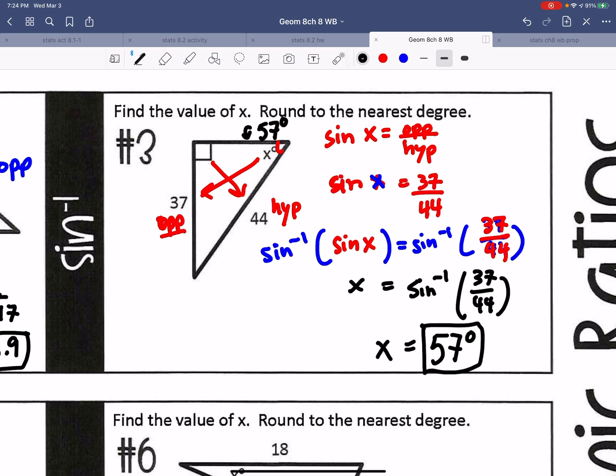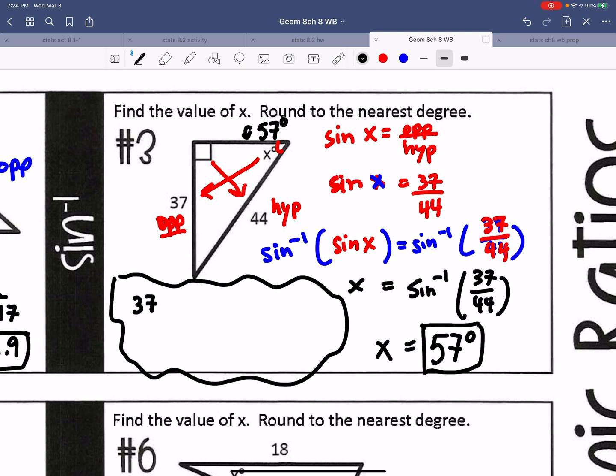Now, some students might need to write in the calculator instructions. They're like, I didn't get 57.2. So here's what we typed in. We typed in 37 and hit the division button, and 44 and hit the equal button. So we figured out what is 37 divided by 44. Then we hit this second button. That's our solve for the missing angle button, and then sine. Okay.